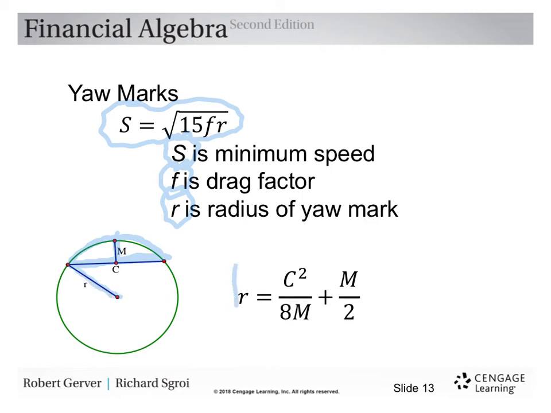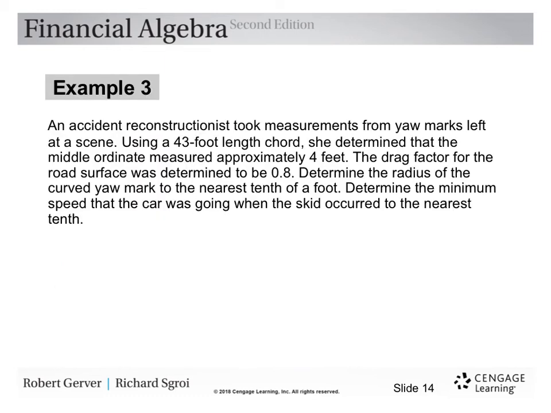So our formula is the radius, or R, is equal to the length of the chord, C, squared, divided by 8 times M, where M is the distance from the chord to the yaw mark at the midpoint, plus that same value M over 2, okay? This will give us the radius. Once we know the radius and the drag factor, we can plug into the formula to get the speed.